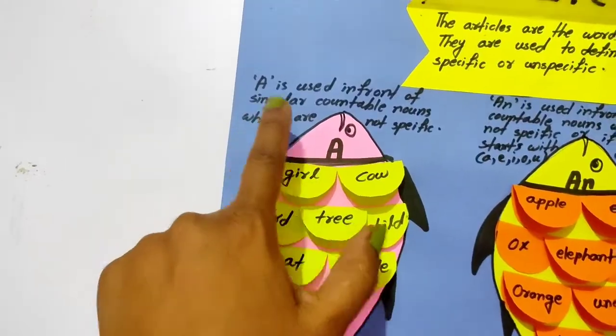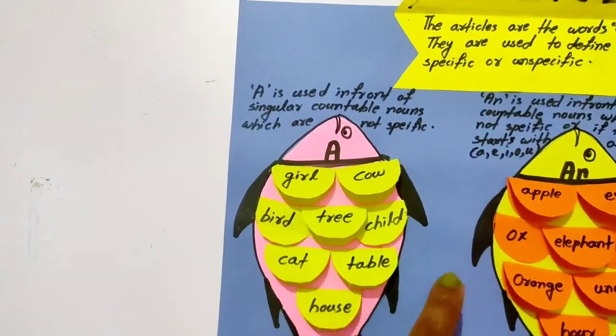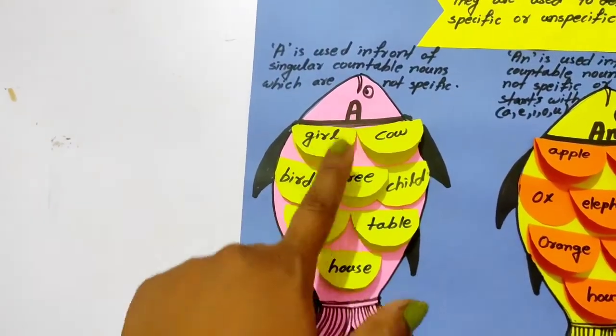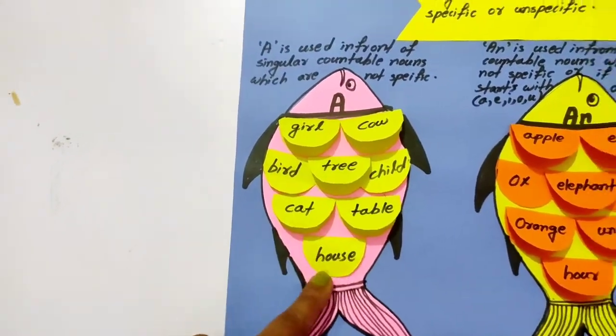First, a. A is used in front of singular countable nouns which are not specific. For example, a girl, a cow, a bird, a tree, a child, a cat, a table, a house.